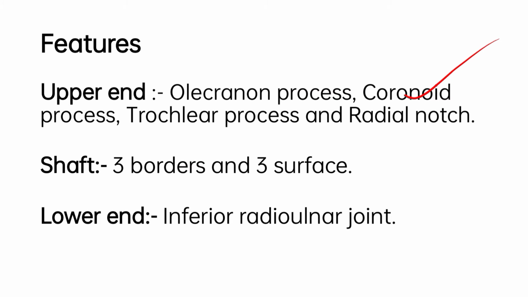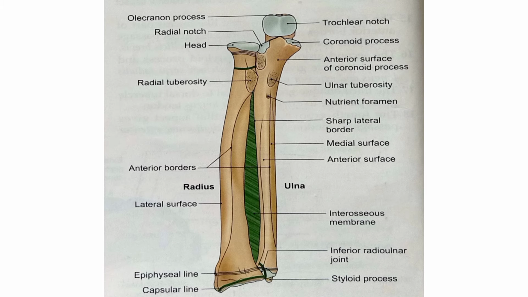Moving on to the lateral surface. The upper part of its lateral surface is marked by the radial notch for the head of the radius. The annular ligament is attached to the anterior and posterior margin of the notch. The lower part of the lateral surface forms a depressed area to accommodate the radial tuberosity. It is limited behind by a ridge called supinator crest.